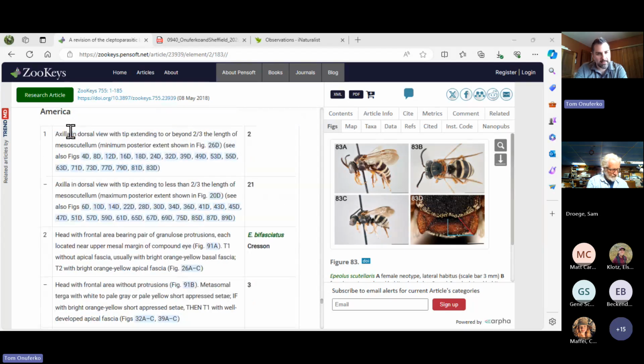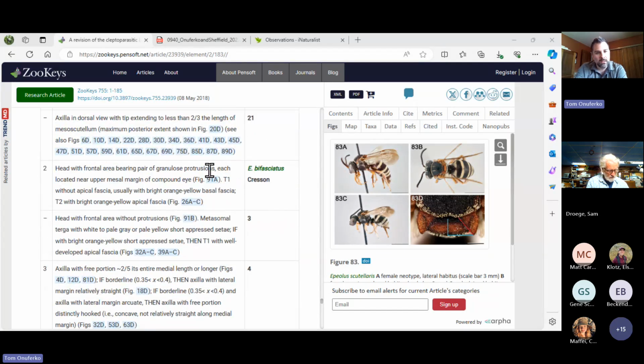So we skipped ahead to the second couplet because we can see how far back the axillae go. Here I basically just cross out a very easily identified species in North America, Epeolus bifasciatus, which has a whole bunch of unique features. Epeolus scutellaris doesn't have that. I'll just compare what those features are.